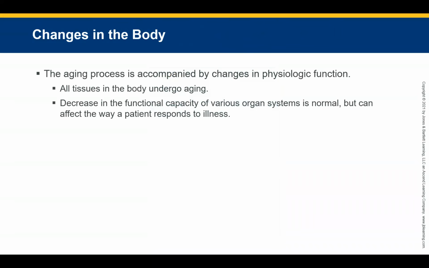Human growth and development peaks in the late 20s to the early 30s, and then you start aging. The aging process is inevitable. You're not going to run from it. You're not going to hide from it. It is accompanied by physiologic changes such as decline in the function of the liver and kidneys. All tissues in the body undergo aging. The decrease in the functional capacity of various organ systems is normal, but can affect the way in which a patient responds to certain types of illnesses.